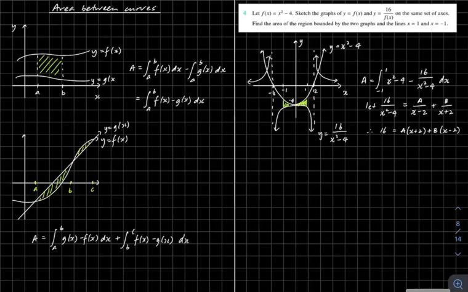If we let x equal 2, then what are we going to get? 16 equals 4A. And if we let x equal negative 2, then we would get 16 equals minus 4B, so I think we'd get B equals negative 4.